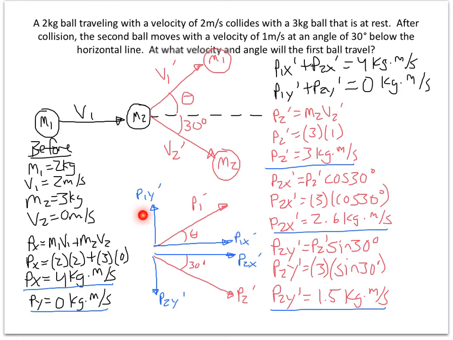If we find these two components, we can use the Pythagorean theorem to find this momentum, and then we can use that momentum to find the velocity, and we can use these components to find the angle as well. So we'll do that on the next slide.